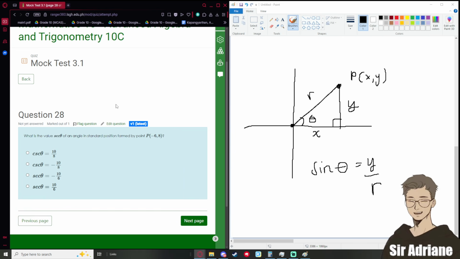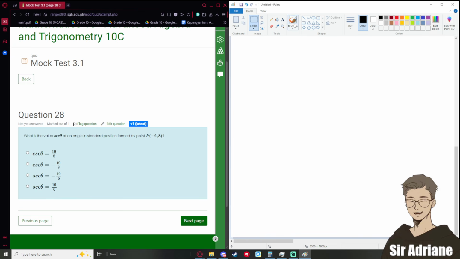Number 28. What is the value of secant of an angle in standard position formed by the point negative 6, 8? For this question, we need to use the right triangle approach. First, we must identify where negative 6, 8 is. So that would be on the second quadrant. So 1, 2, 3, 4, 5, 6, and 1, 2, 3, 4, 5, 6, 7, 8. So somewhere here. So the angle that we're talking about is this.